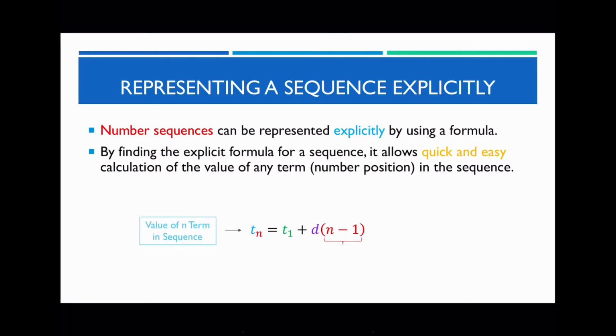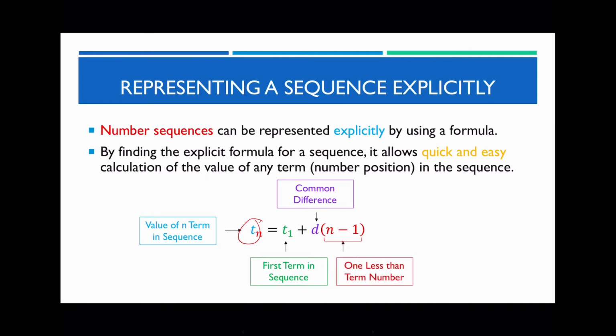So Tn in this case is the value of whatever term you're looking for. So for instance, if you're looking for the 100th term, then whatever the answer is will be that. T1 is just the initial value, the first term in the sequence. We know that D represents the common difference. And what n-1 means is that it's one less than the term number.